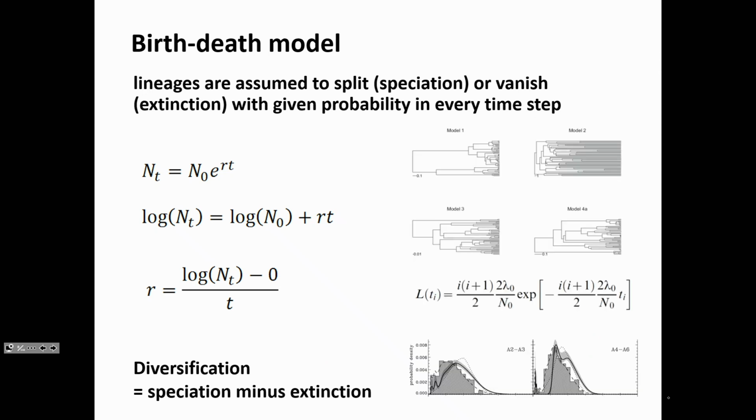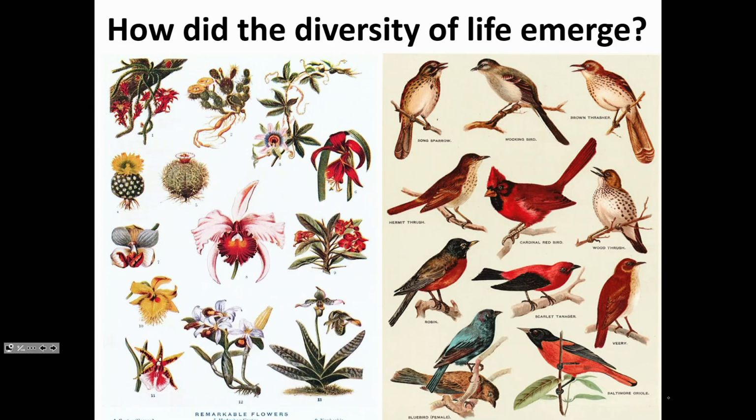We can take this simple birth-death model and extend it to account for time-varying speciation and time-varying extinction. We can also include logistic growth, so some limitation on the accumulation of species. This is the diversification process, right? So going back to the question, how did the diversity of life emerge?